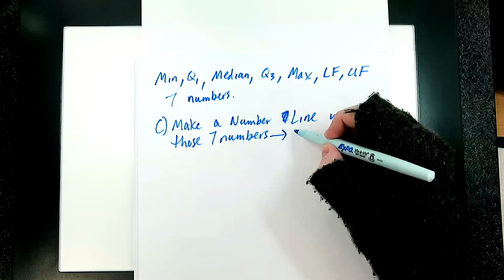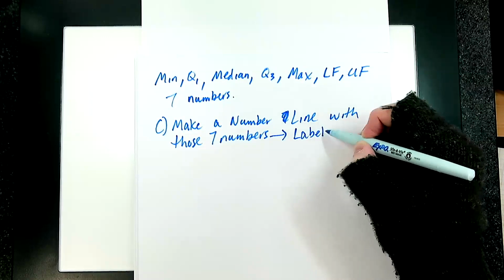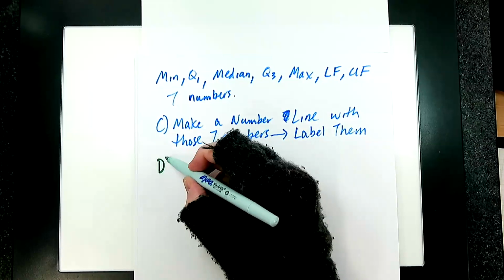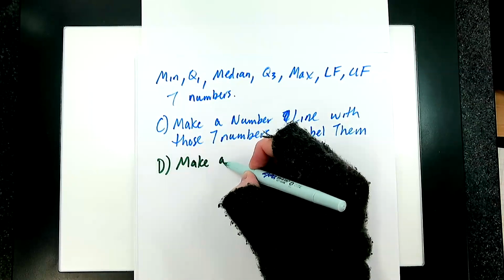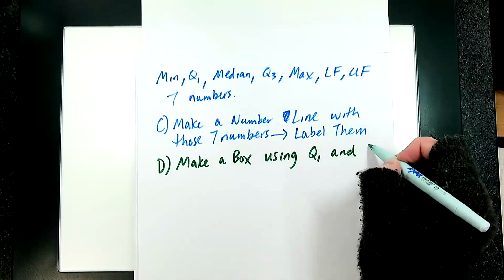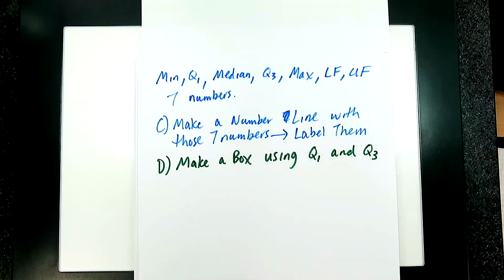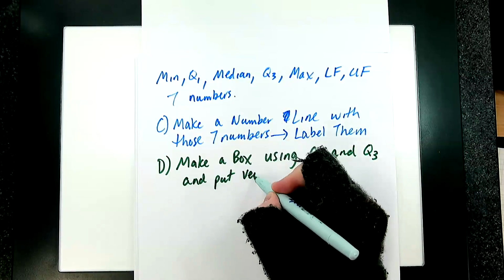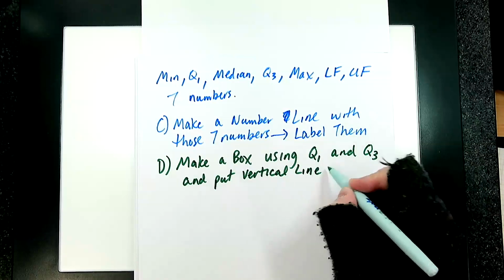And we should probably not only mark what the value is, but label them. Then we will make a box using Q1 and Q3, and put a vertical line through the box at the median.